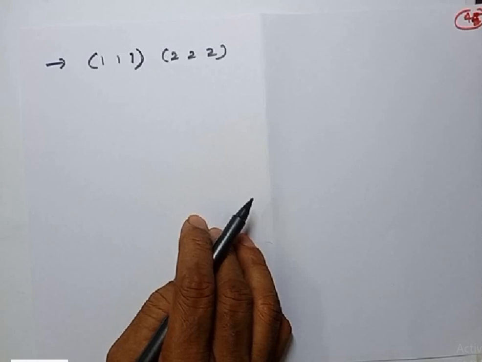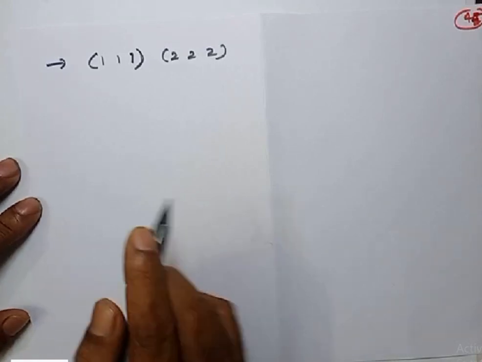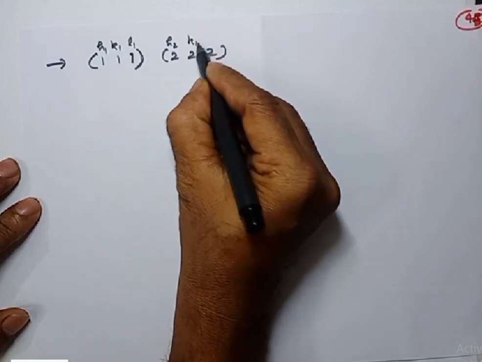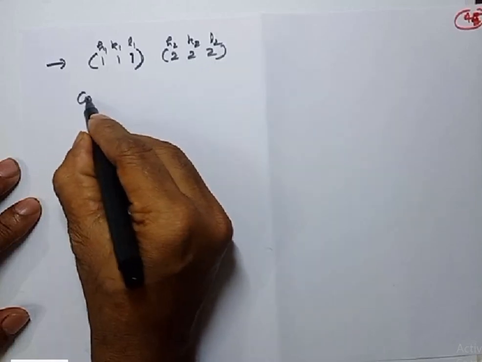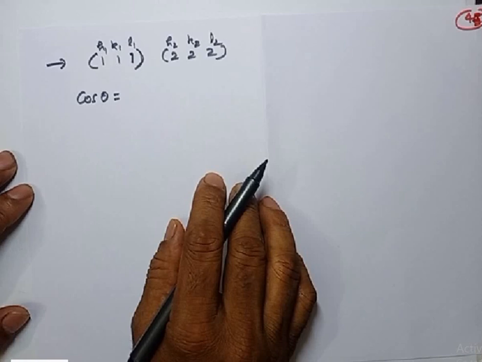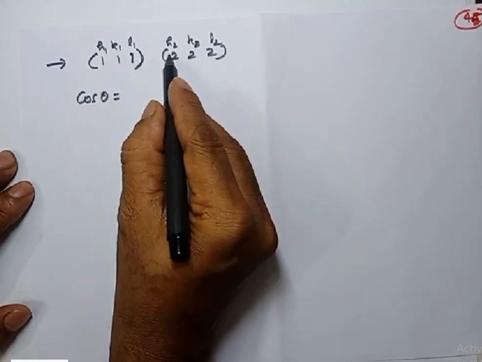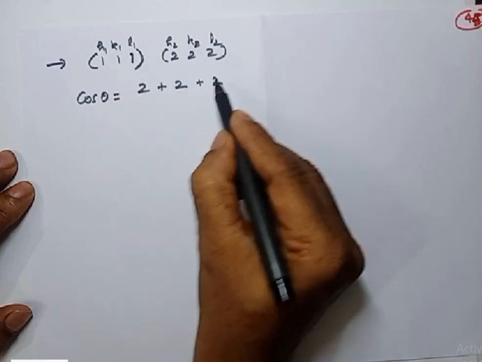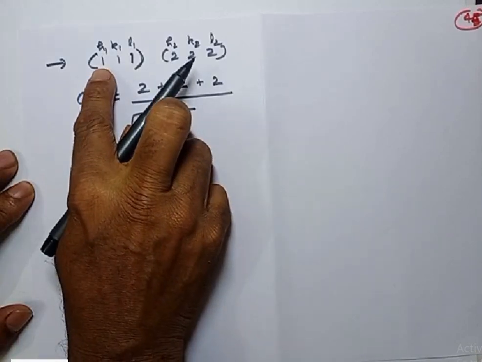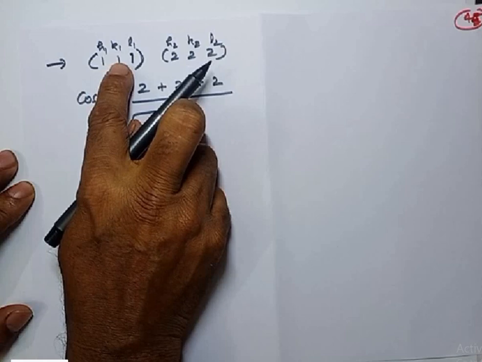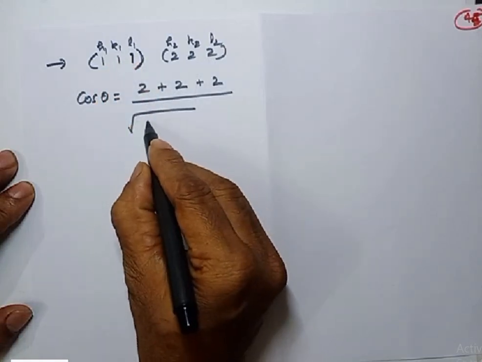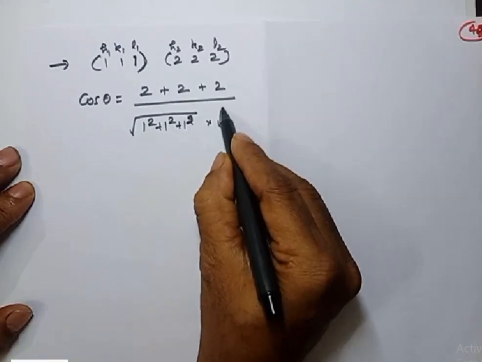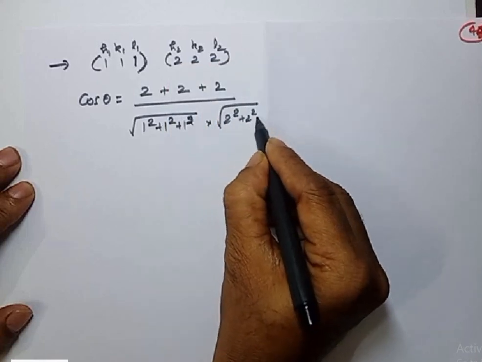Find the angle between these two planes. Okay. So this is H1, K1, L1 and these are H2, K2 and L2. What is the angle? Cos theta equal to H1 into H2 is 2, K1 into K2 also 2, L1 into L2 also 2. Then square root of H1 square plus K1 square plus L1 square. So 1 square plus 1 square plus 1 square. You will get root 3 into square root of H2 square, 2 square plus 2 square plus 2 square.